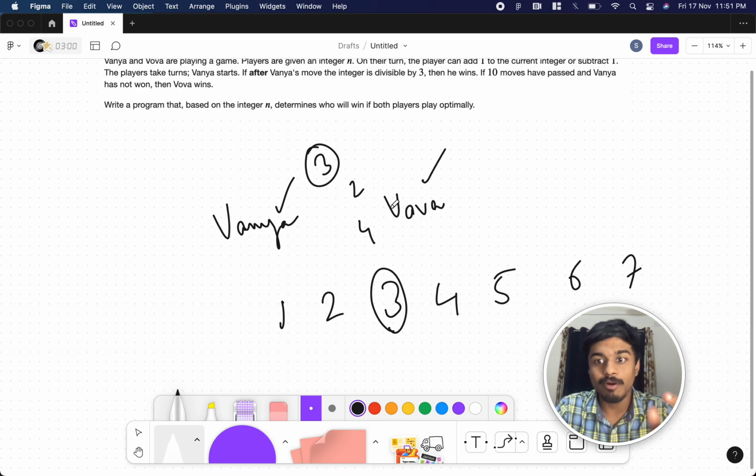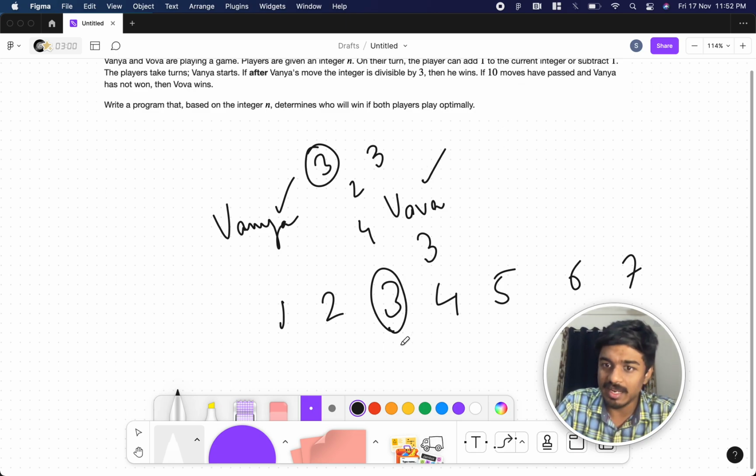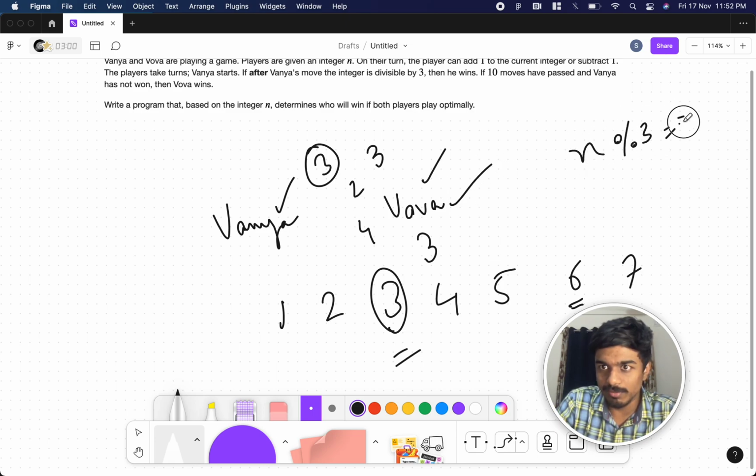Now, Vova's turn. What will Vova do? They'll take this 2 and increment it to 3, or if 4 comes, they'll decrement it to 3. Now, Vanya's turn again. What will Vanya do? They have to decrement 3 to 2 or increment 3 to 4. So like that, they keep on going, right? Both of them play optimally, and after 10 moves, if the number is divisible by 3, Vova wins.